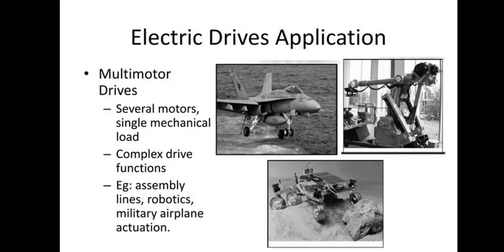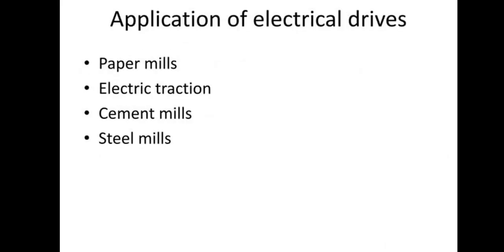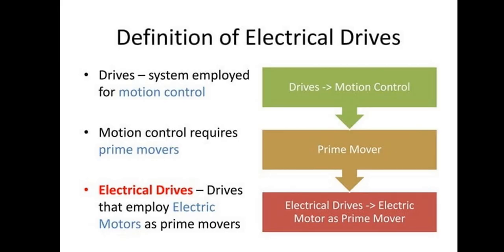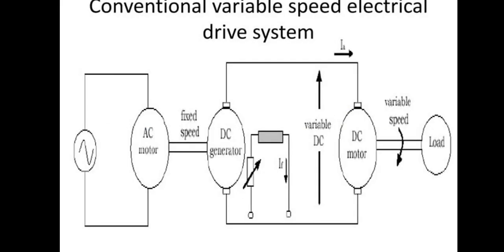And here is the application of multi-motor drives. Here, several motors drive a single mechanical load. That means a group of motors drives a single load. This is generally a complex drive function. Examples: assembly lines, robotics, military, and aeroplane actuation. General applications of electrical drives are paper mills, electric traction, cement mills, steel mills, etc. Here are the various definitions of electrical drives.